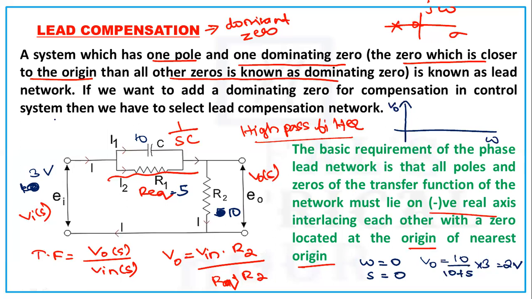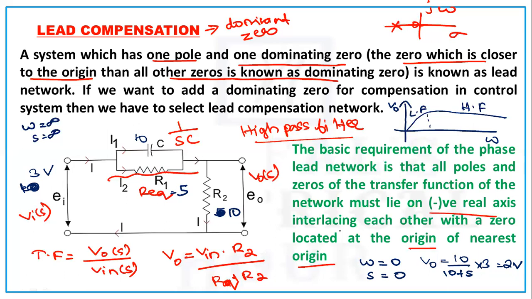In the next case, if omega is equal to infinity, that is S is equal to infinity, that means 1 by infinity is 0. So this will be a short circuit. Then the entire 3 volt will directly come here. So that means you can draw it like this: at low frequency, the voltage is very less, and at high frequency, we are getting the complete voltage. So that's why we say it is a high pass filter. So I think you understood briefly.